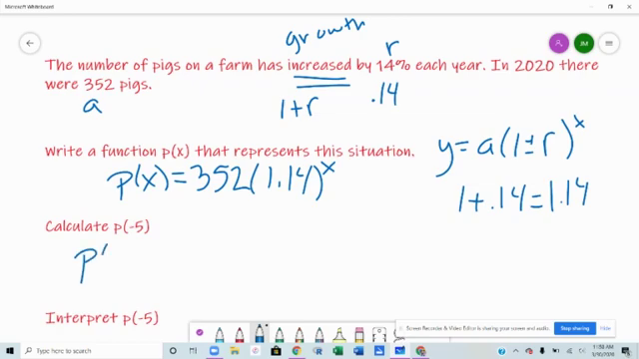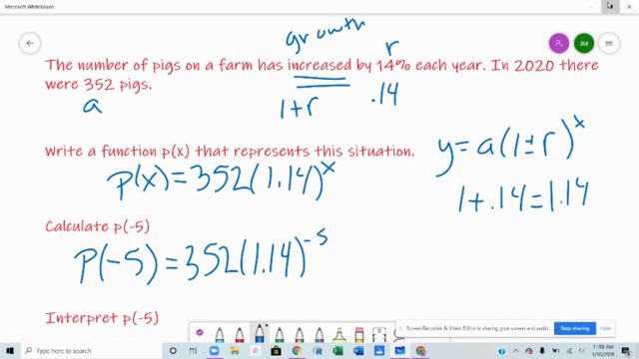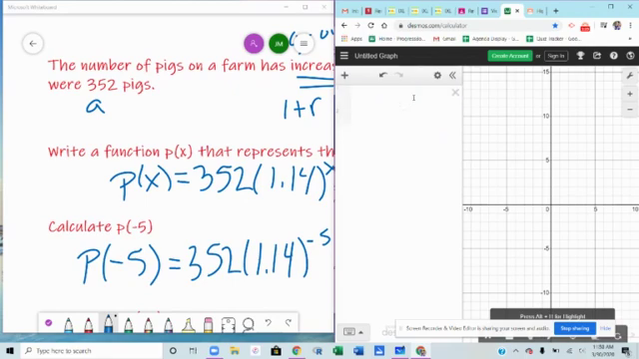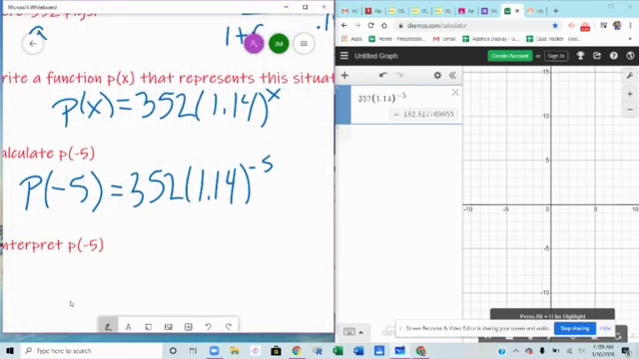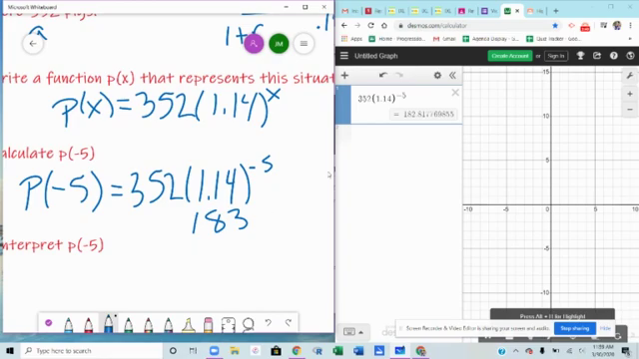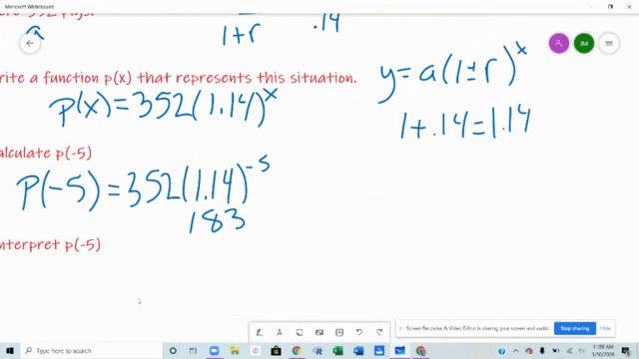Calculate p of -5. So we're going to plug in -5 into our x value or x place. And then go to Desmos. We got 352 times 1.14 to the power of -5, which is 183. This 8 makes that round up to a 3. So there's our calculation for p of -5.